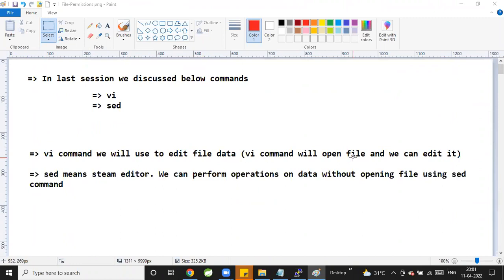Tomorrow, we are going to deal with how to create the users in the Linux, how to add the user, how to create the groups in the Linux, how to add the user to the group, how to remove the user from the group. Those things we are going to discuss in tomorrow's session, working with the user accounts and user groups.